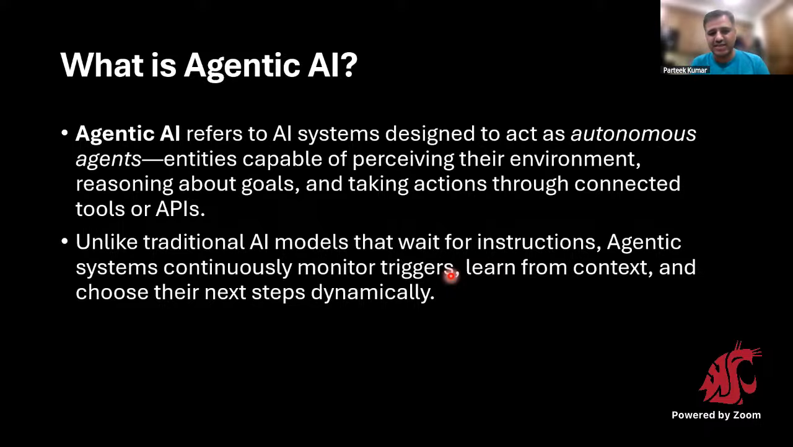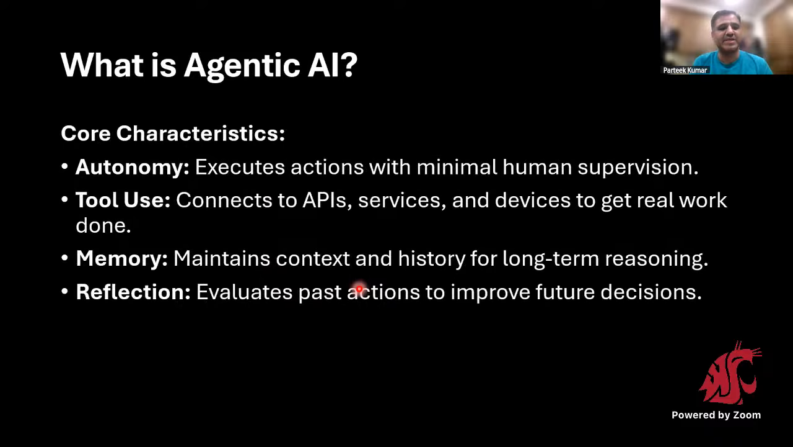But before that, let's understand a little bit more deeply what this agentic AI is. Agentic AI refers to an AI system that is designed to act autonomously, as I mentioned. It can perceive its own environment, reason, and take actions through connected tools and APIs. So we give access to various tools and APIs, and through these, agentic AI systems become capable of performing operations automatically. In order to do that, these systems require some kind of trigger, and based on that, they take dynamic steps.